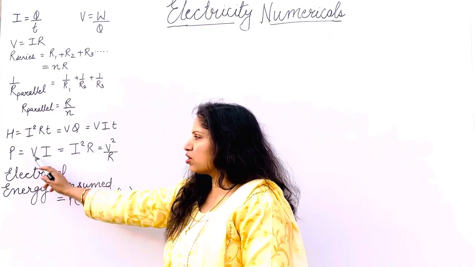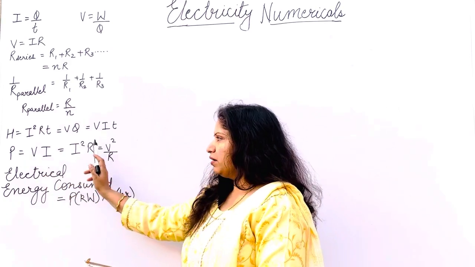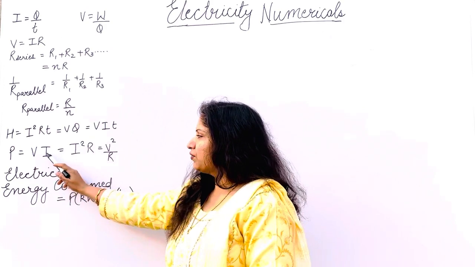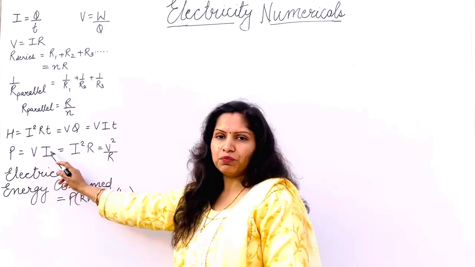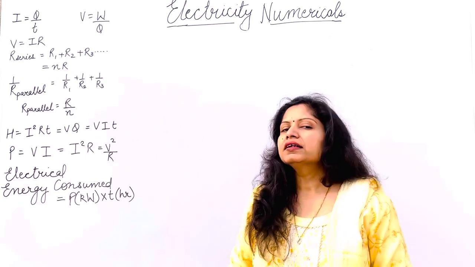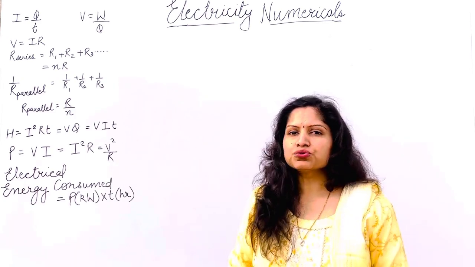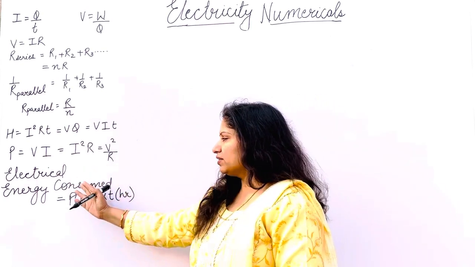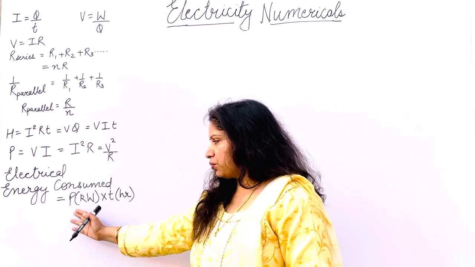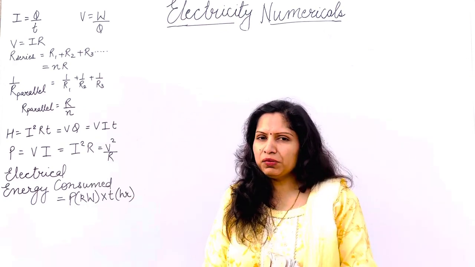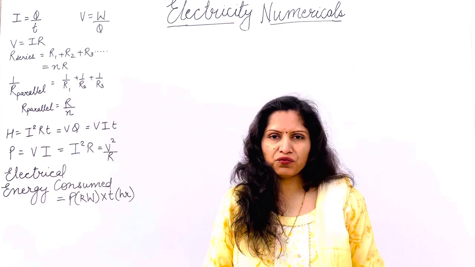If potential difference is not given, then V is equals to IR. Placing the value, we get I square R. If current is not given, then we can replace current by V upon R, and then we get the formula V square upon R. Then last comes the numericals to find out the electricity bill. So for that numericals, electrical energy consumed is equals to power, that is in kilowatt, into time, that will be in hours. So that we'll be using to calculate the electricity bill of our house.